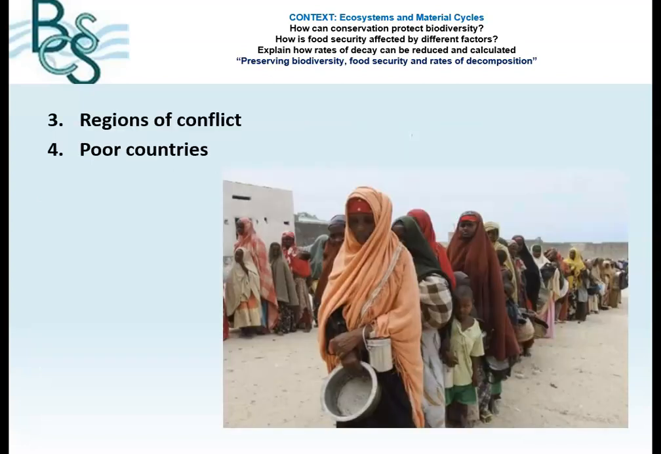Numbers 3 and 4 here, reasons why there is food poverty in some parts of the world, is that we have regions where there's conflict and we have regions where countries are poorer than others. That means that the people in those countries simply do not have enough money to be able to purchase food, or they're in a conflicted region, which means that they've had to move away from their farmland or the area that they lived, and now they are living in camp situations where they are dependent on being provided food, perhaps by charities or other organisations.